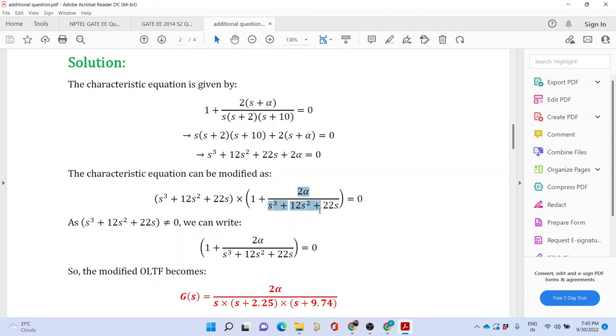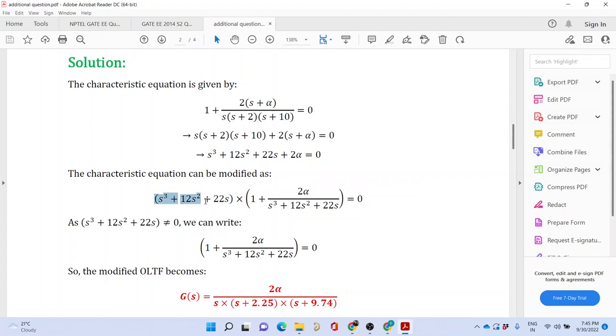Now do you see that this appears to be similar to what you are accustomed with? The new modified open loop transfer function. Now alpha is appearing like a gain rather than appearing like a pole or a zero, right? Yes, sir.